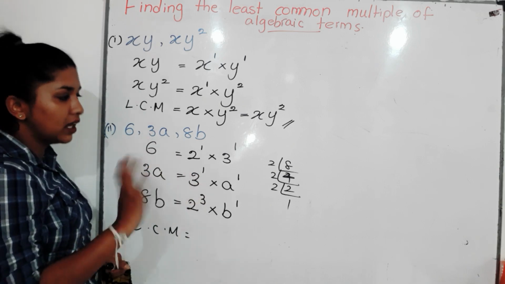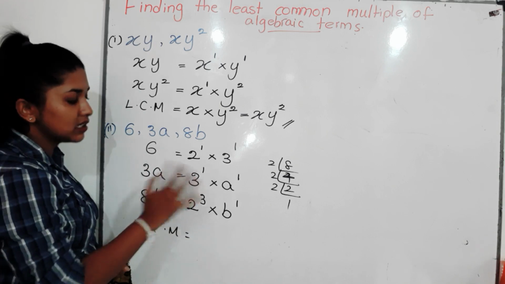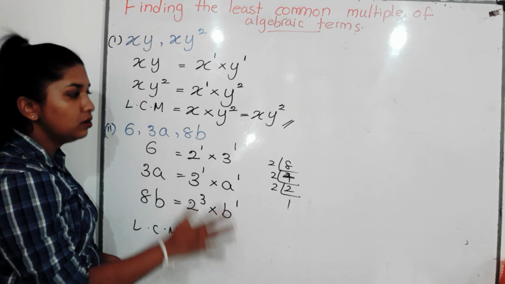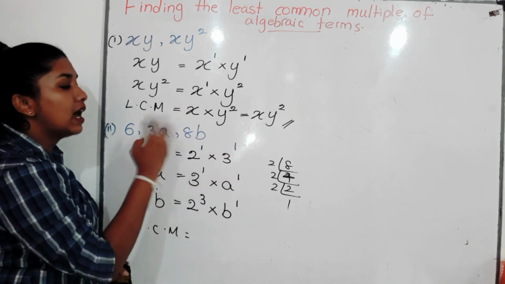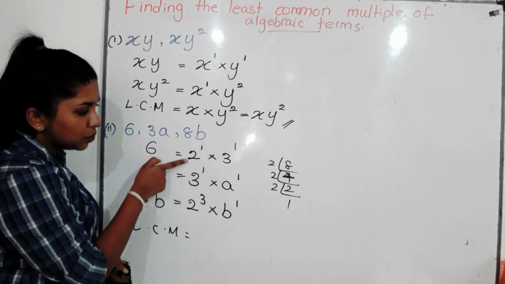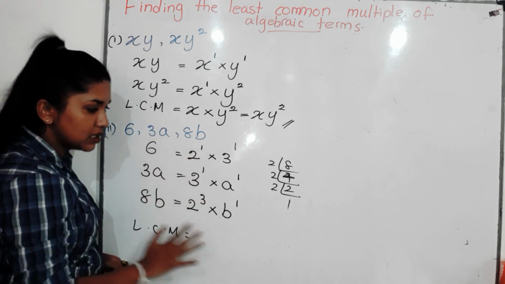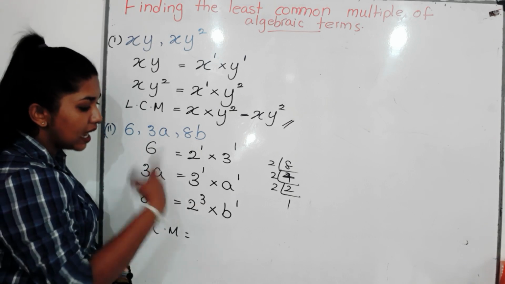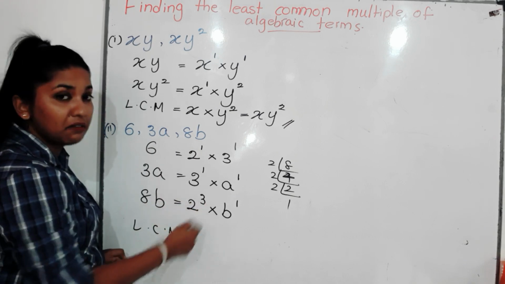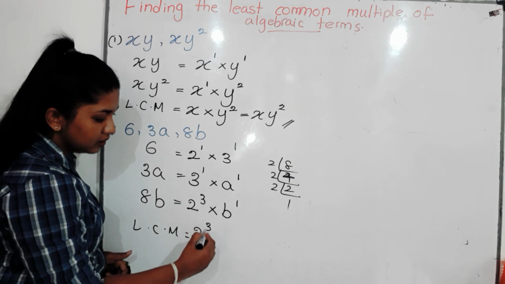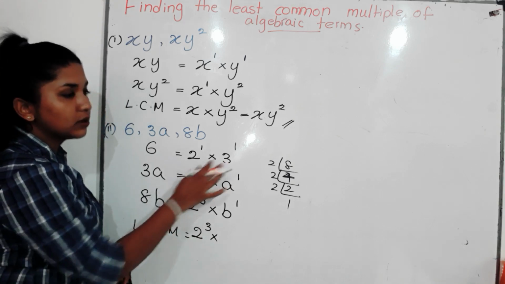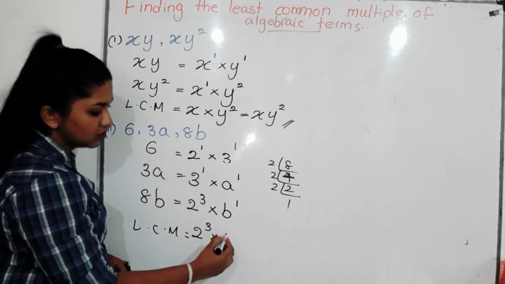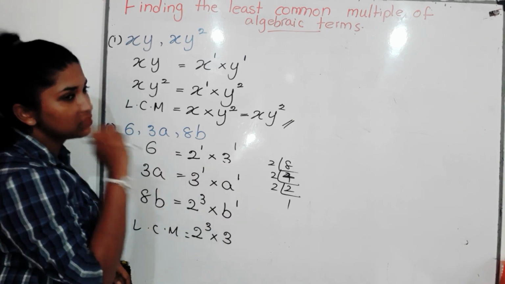Now you have to find the distinct factors: 2, 3, a, b. Now you have to find the largest power. When we consider 2, first we consider the numbers. In here 2 to the power 1, in here 2 to the power 3. Then the largest power is 2 to the power 3. Then consider 3. In here 3 to the power 1, in here also 3 to the power 1. Then the largest one is 3 to the power 1, which is the same as 3.